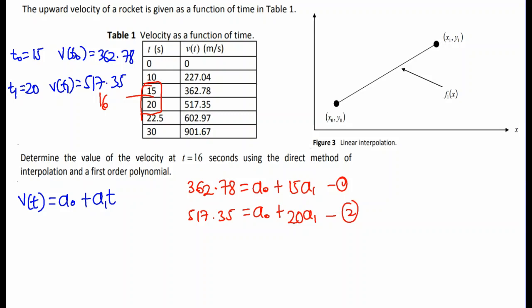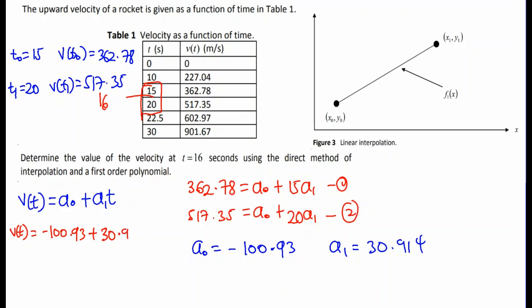When you solve these two equations, you get a naught equal to minus 100.93, and a1 equal to 30.914. Now that you know the values of a naught and a1, we can substitute into the general formula. So v of t equals minus 100.93 plus 30.914 multiplying t. This will be the polynomial function of order 1 that passes through the two data points that we considered, because the question says we should use a first order polynomial.